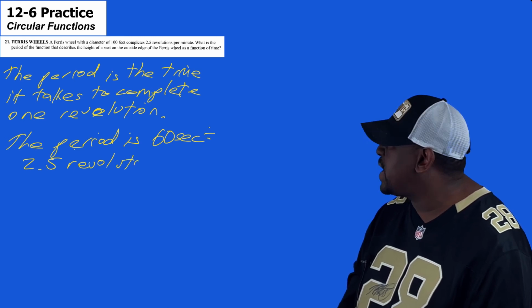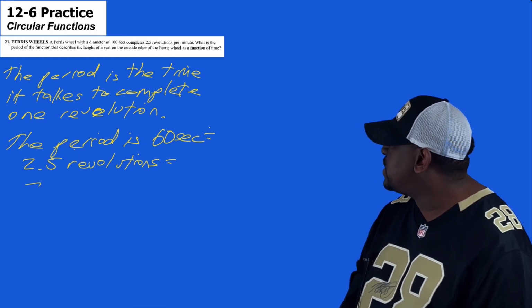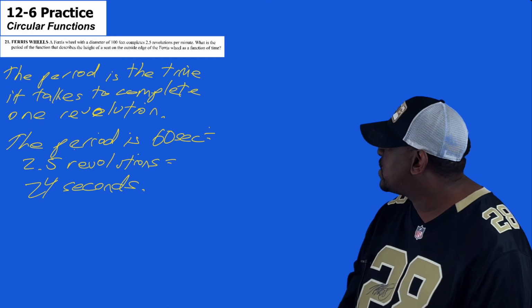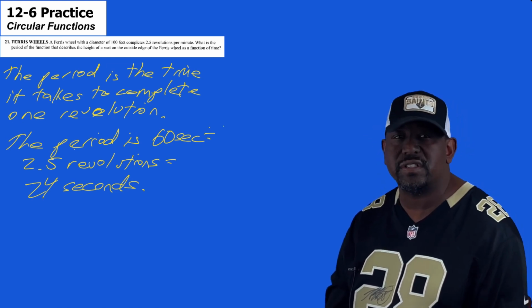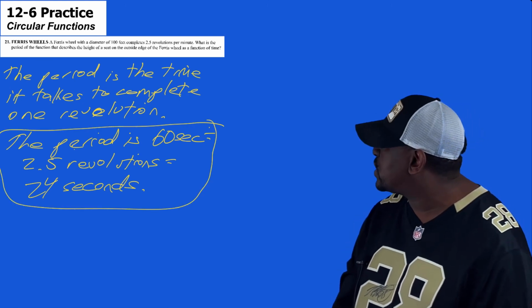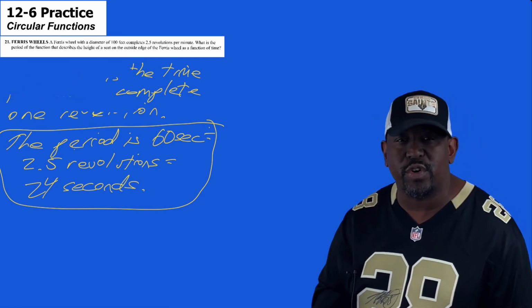And when you divide that, you should get the answer for the period in this problem. And that will give us a value of 24 seconds. And that's our answer for the period that it takes for this particular function. So we have done a word problem looking at the whole circular function. The NOLA Mathman has circled our final answer, which is 24 seconds.